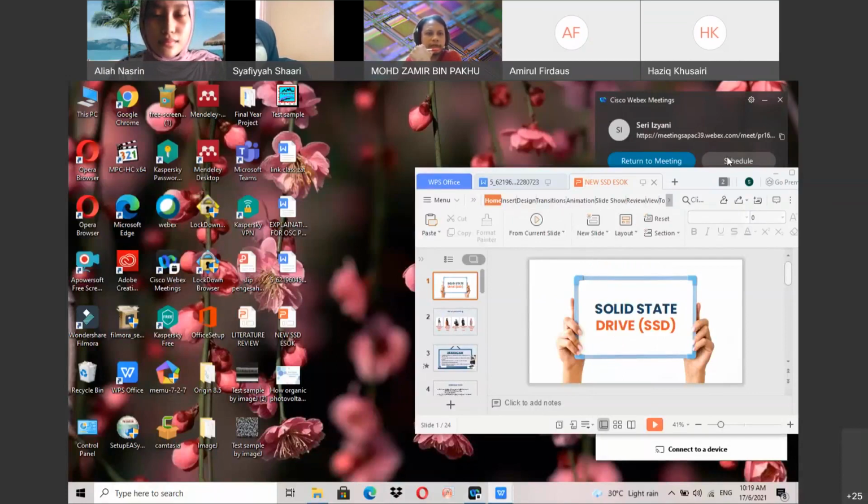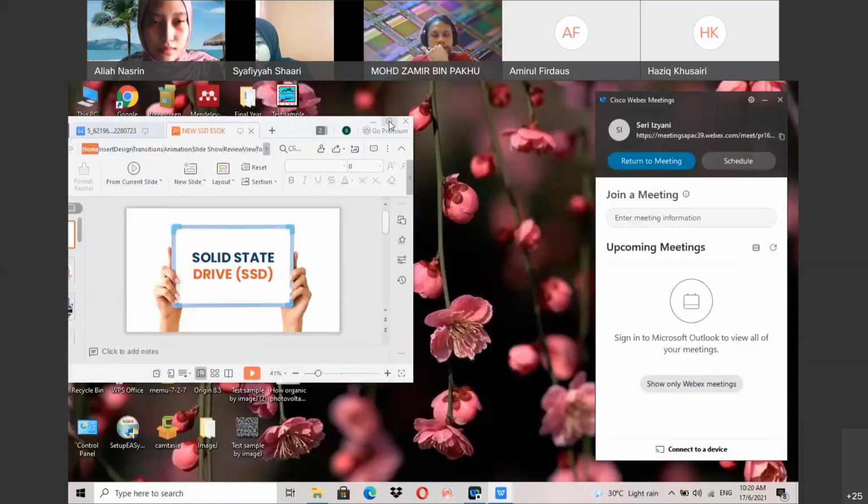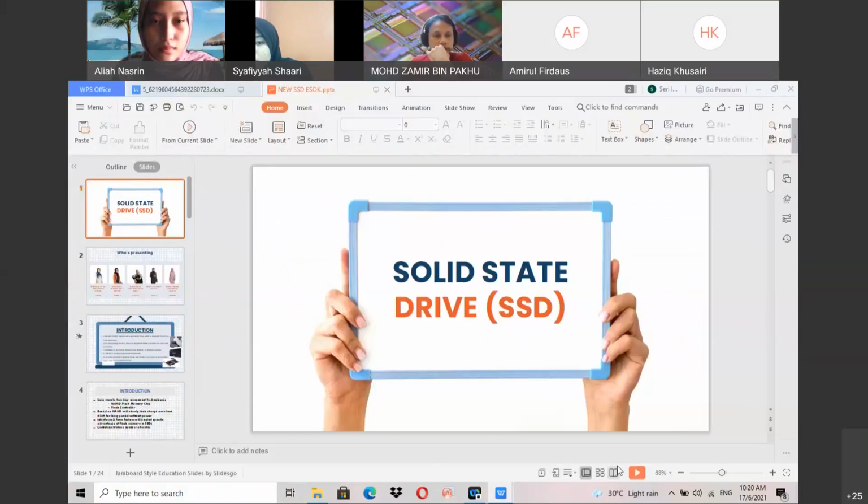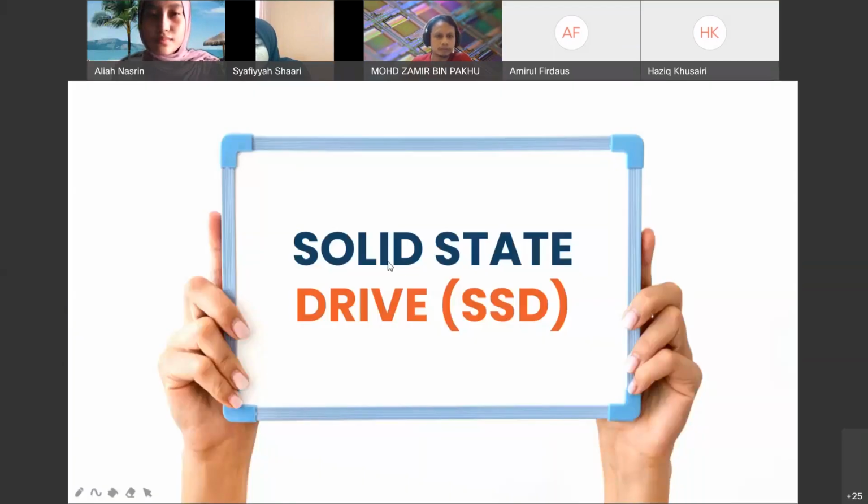Okay, Sri will share, is it? Can you go to full screen down there, bottom right. Yeah, go full screen, bottom right. Yeah, I couldn't see there. Okay, right. Okay.